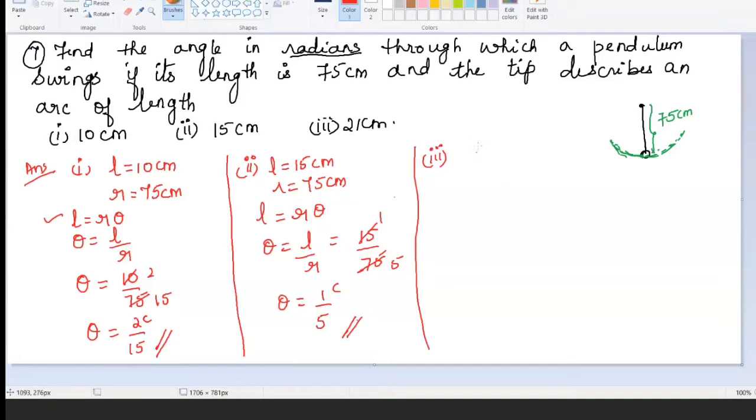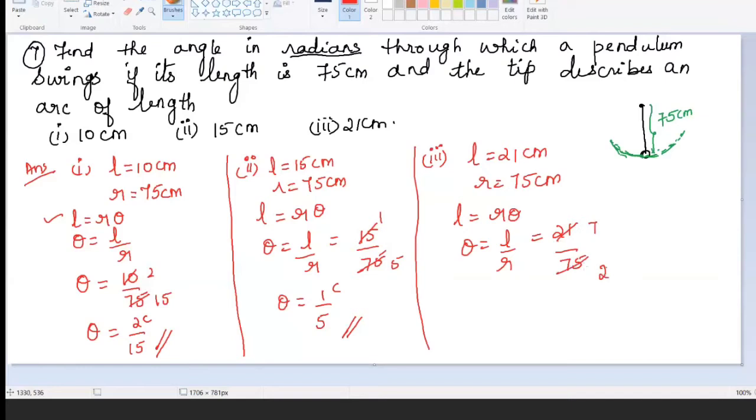Seven by 25. Very good. So L is equal to 21 centimeters, R is equal to 75 centimeters. So therefore L is equal to R into theta. Theta is equal to L by R, which is equal to 21 by 75. Now go with the 3. 3 sevens are 21, 3 twos are 6, 3 fives are 15. So therefore theta is equal to 7 by 25 radians.